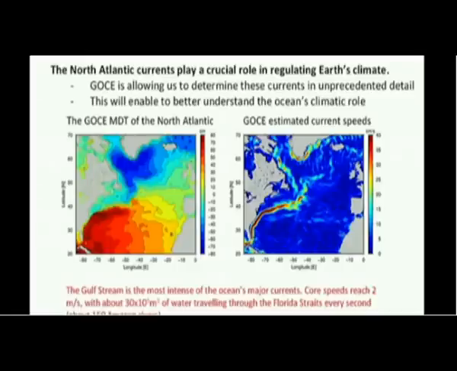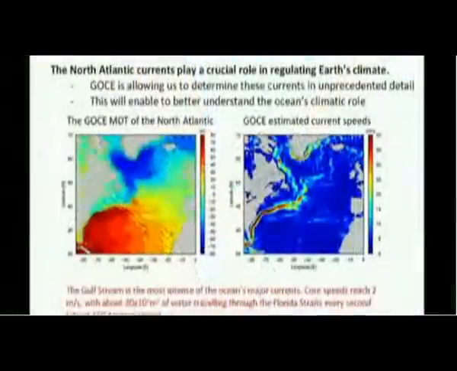It's also an interesting region because you have a number of different types of oceanographic feature here. You have the very strong Gulf Stream, where the core speeds are up to 2 meters per second, and the water travelling is maybe 30 million cubic metres per second, which is equivalent to 150 Amazon rivers. So it's a vast amount of water that's being transported there.